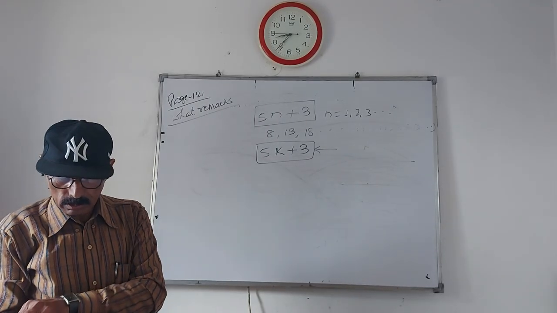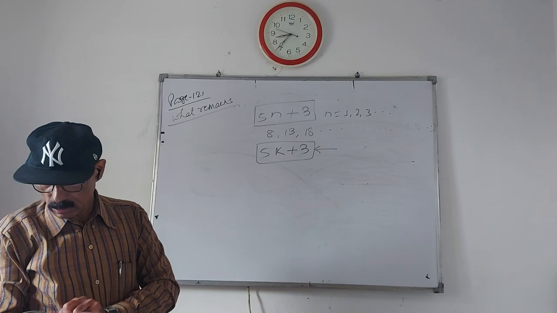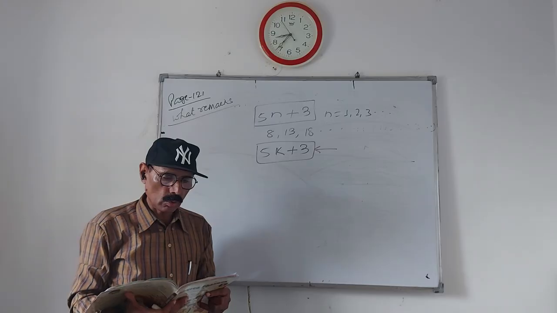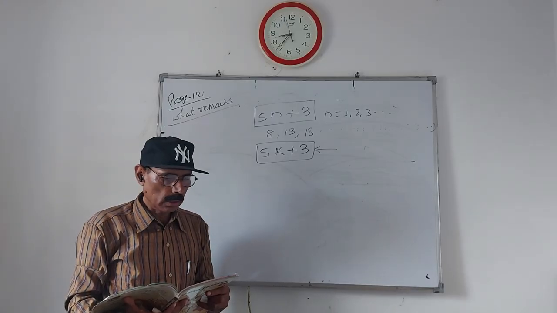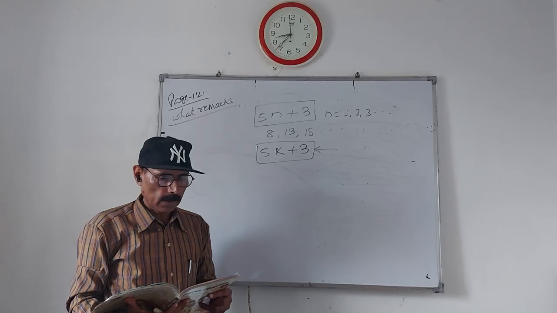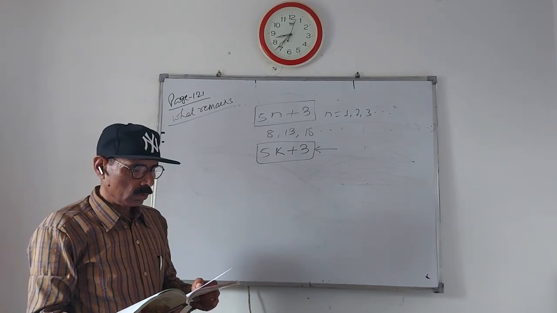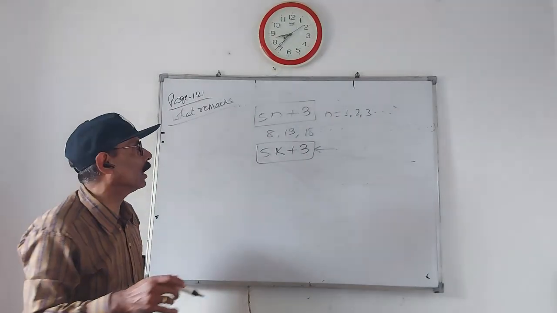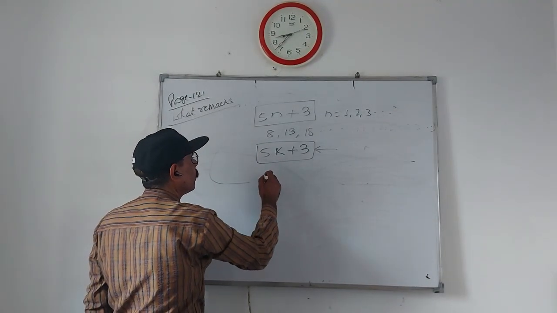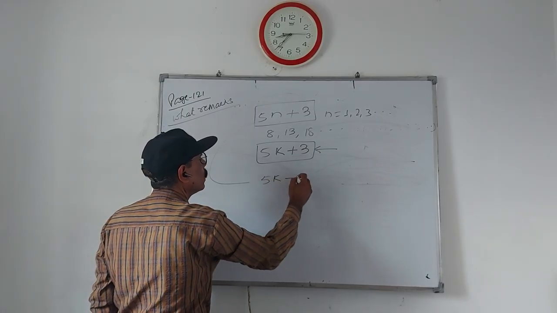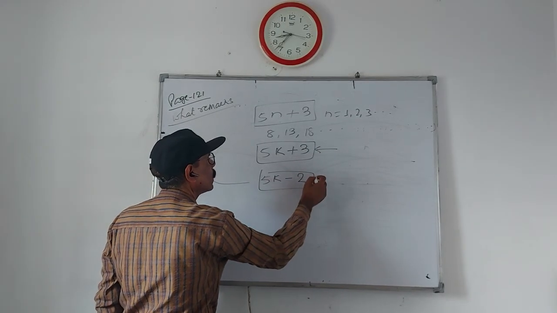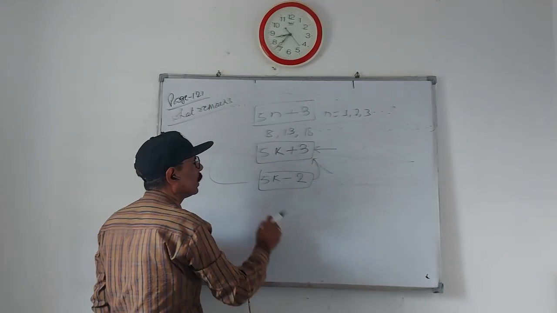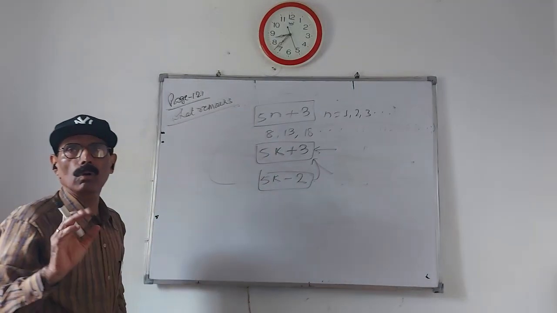Next. Let us consider another expression, 5k minus 2, and see the value it takes for different values of k. Understand here, one equation is given here, 5k minus 2. Are these two equations the same or not?